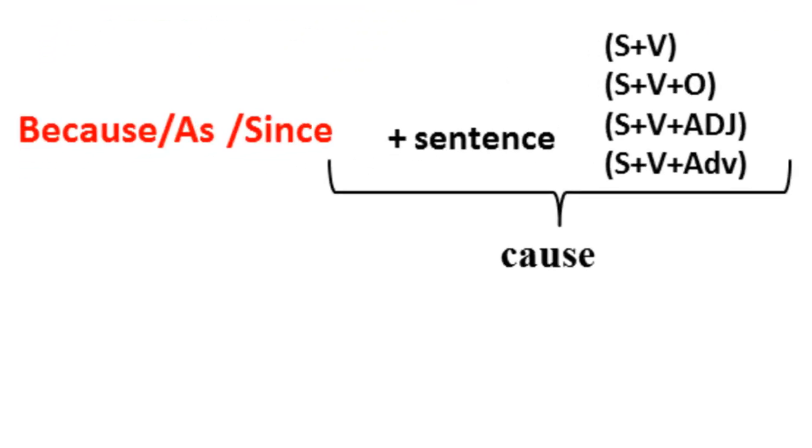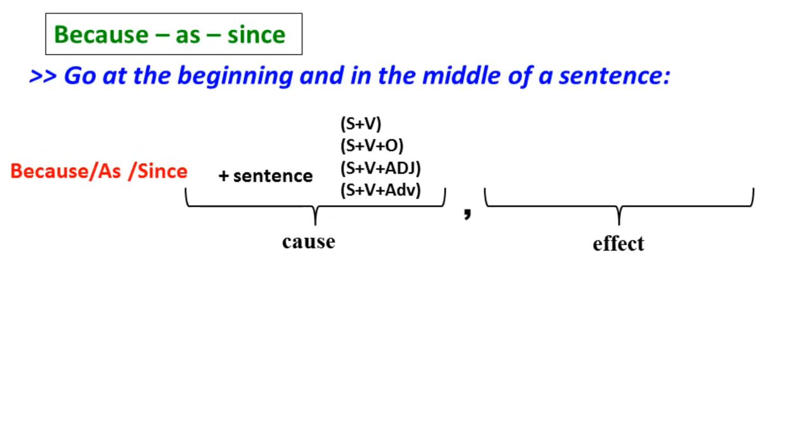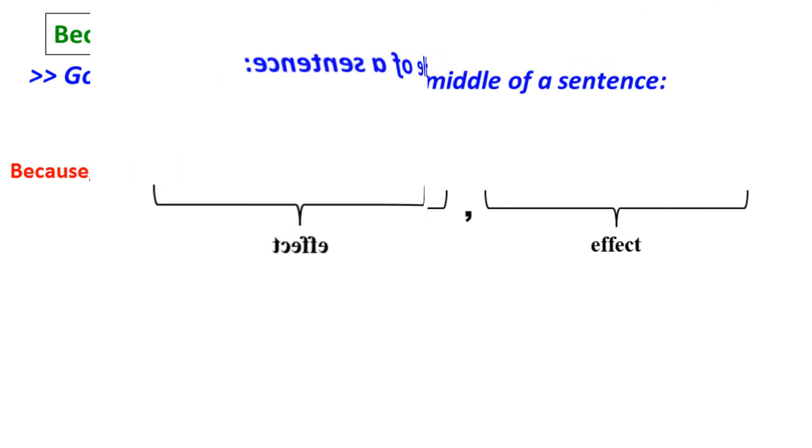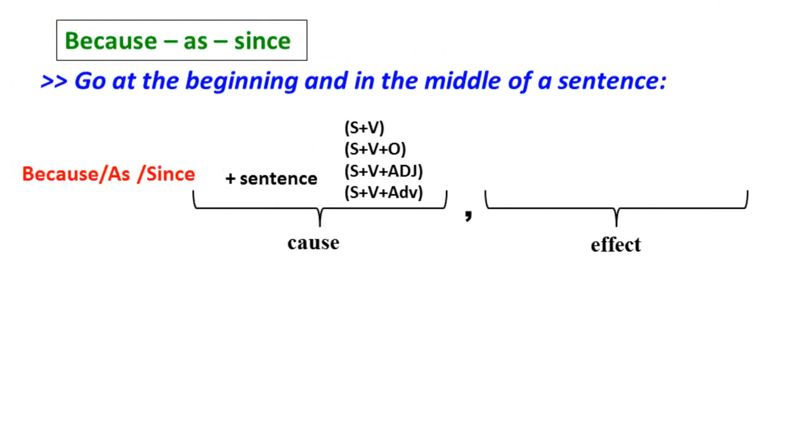Look at the cause following because and as and since. It must be a sentence. And I told you before that a sentence can be formed with subject plus verb, subject plus verb plus object, subject plus verb plus adjective, or subject plus verb plus adverb. To better understand how to use because, as, and since to introduce a sentence, I'll give you an example.